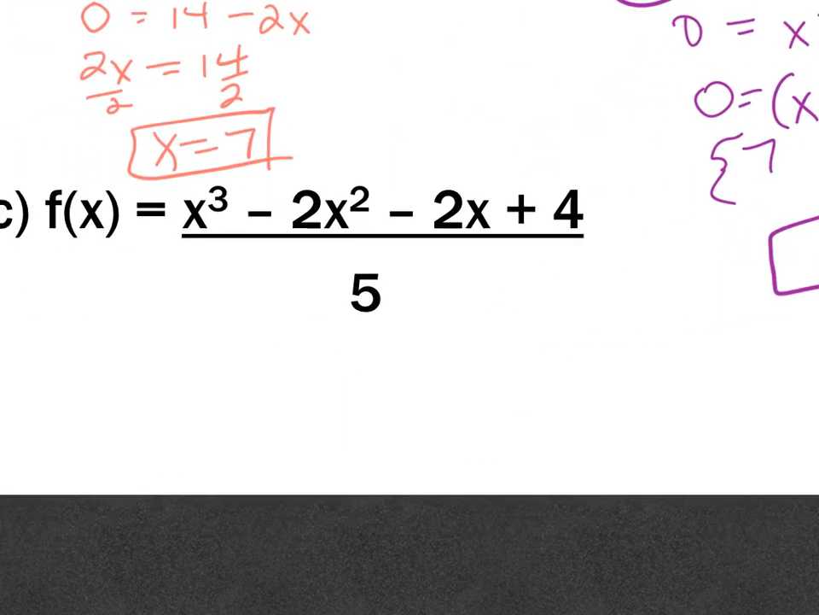Same thing. F of x becomes 0. So 0 equals x to the third minus 2x squared minus 2x plus 4 over 5.